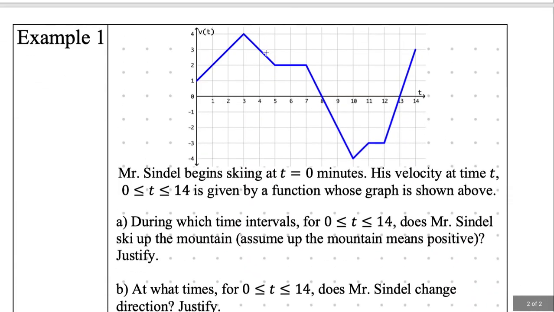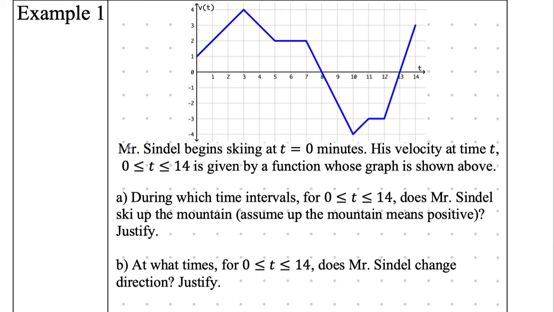On to the back. Mr. Sandell is skiing, starting his time at t equals 0 minutes. His velocity at time t between 0 and 14 is given by the function whose graph is above, and it looks like, I'm going to assume t is in minutes, but I didn't put it up here anywhere.